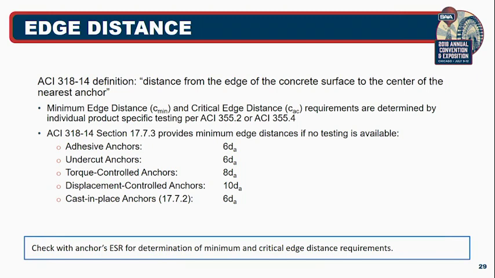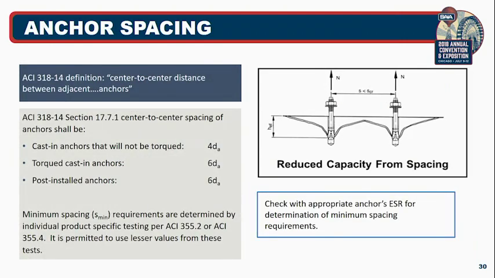But ACI 318.14 actually does publish guidelines, minimum edge distance guidelines. If there is no test data available for a particular product, there is code data that you can utilize to actually address that. For example, torque-controlled anchors will be 8 anchor diameters. Adhesive anchor systems would be 6 anchor diameters. Cast-in anchors, 6 anchor diameters as well.